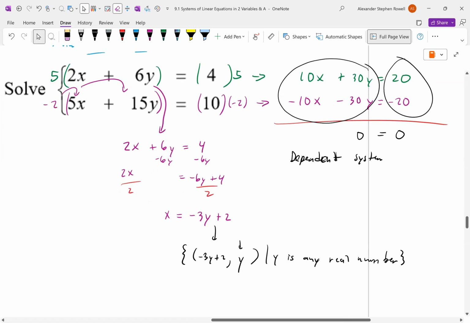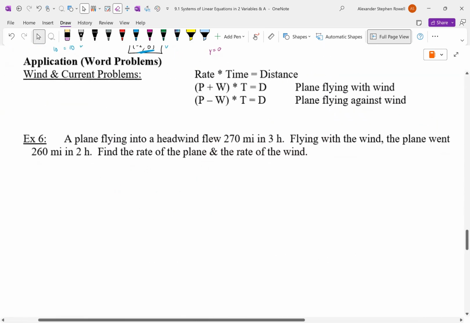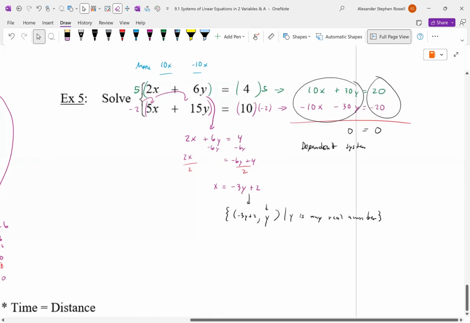Any questions about this? All right, there's two types of word problems that are going to show up with systems of equations. These are word problems you've already done before on the first test. The only difference is we can use two variables, x and y, as opposed to just one. I heard, wait. Was there a question about example 5?